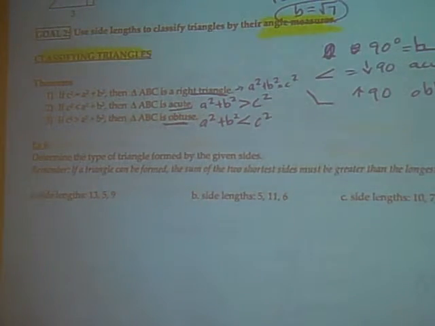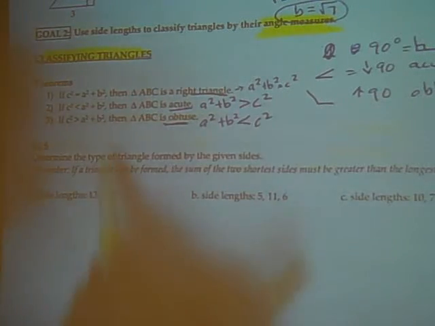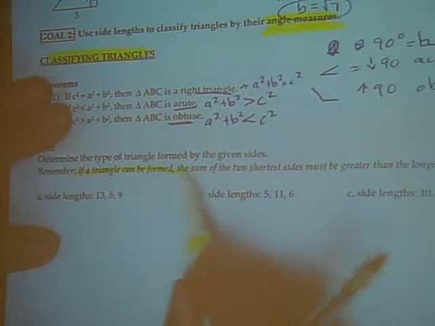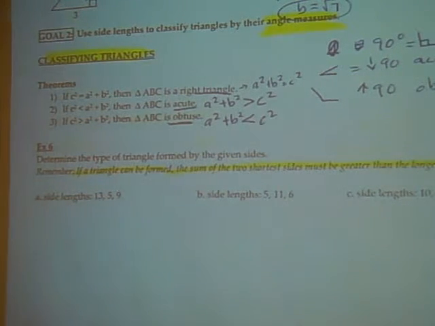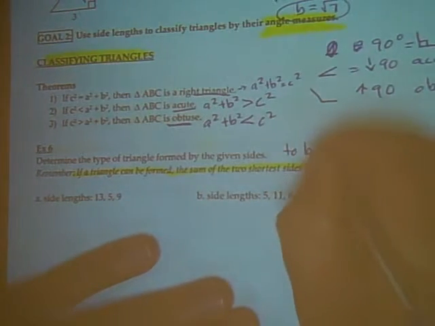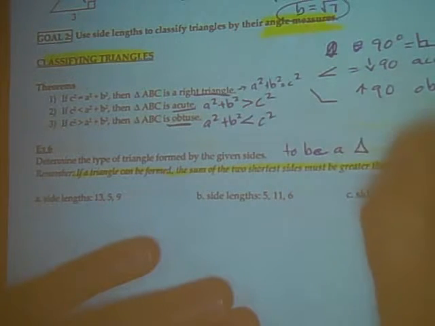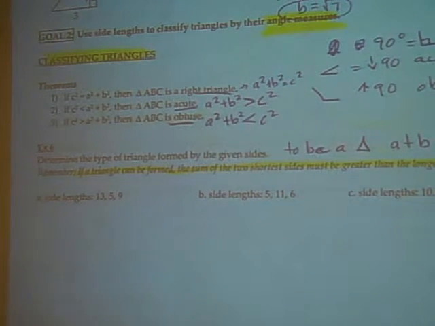So, taking a look at these, we're going to go ahead and first have to figure out if it's a triangle or not. Okay? A triangle can only be formed, as it says right here, if the sum of the two shortest sides is greater than the third side. What does that mean? That means to be a triangle, a plus b has to be greater than c. Otherwise the triangle will cave in on itself.